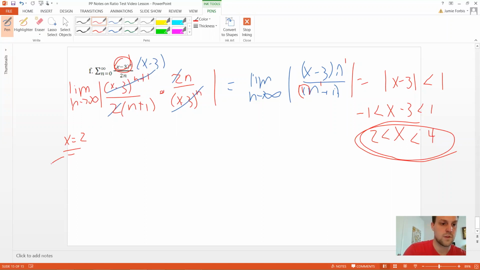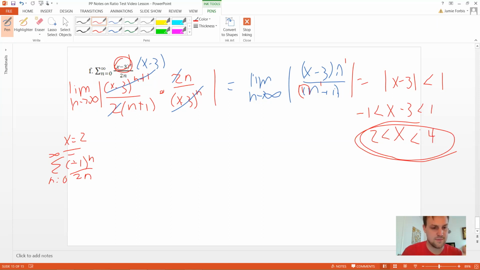And let's plug it in. So I've got the summation n equals 0 to infinity, not x, but 2 minus 3. And wouldn't you agree that 2 minus 3 is just negative 1, to the n over 2n? All I did was plug in 2 for x, and 2 minus 3 is negative 1. All right, so test for convergence.